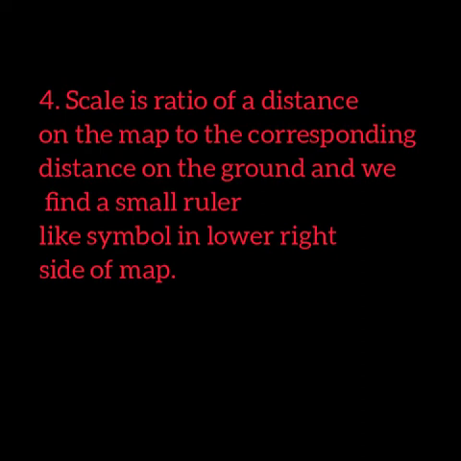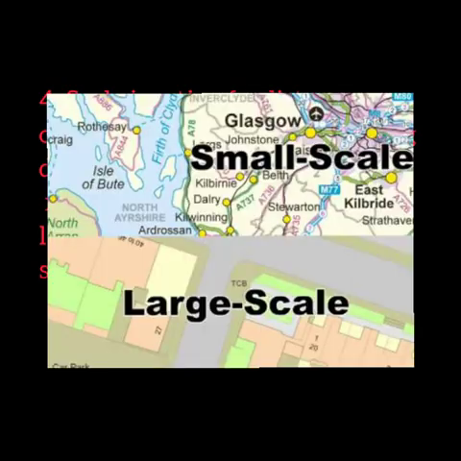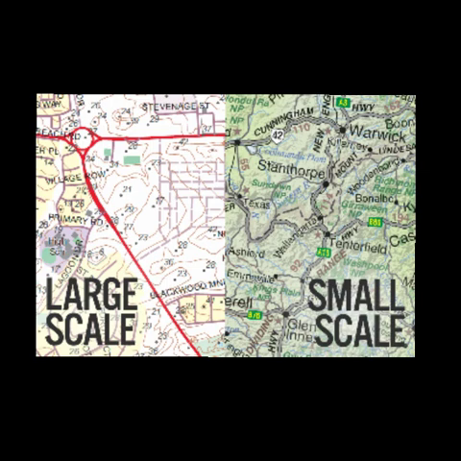The fourth question is, what is a scale? How does it help in representing a place on a map? So the answer is, scale is the ratio of a distance on the map to the corresponding distance on the ground, and we find a small ruler-like symbol in the lower right side of the map. So these are examples of scale used in representing a place on a map.